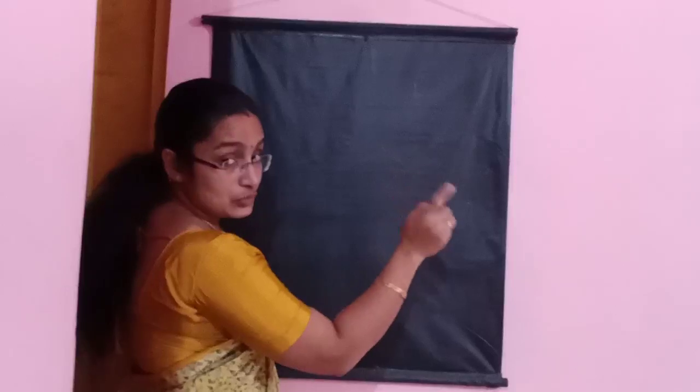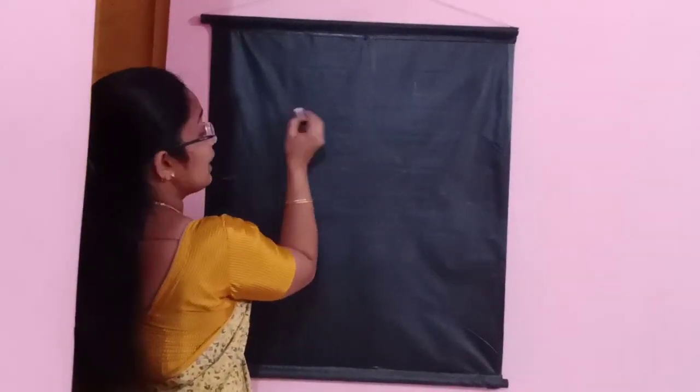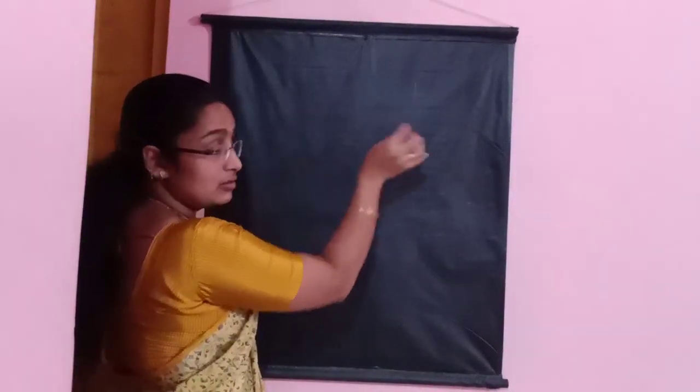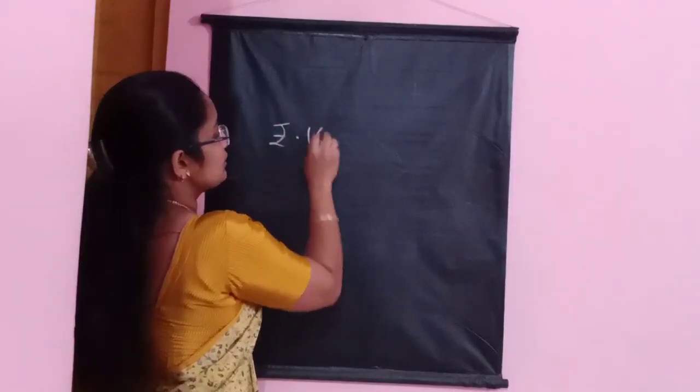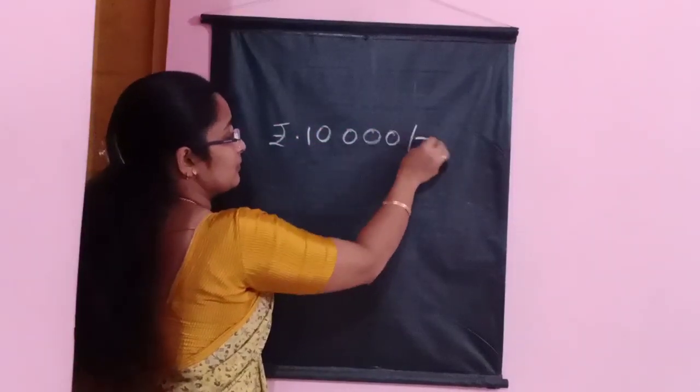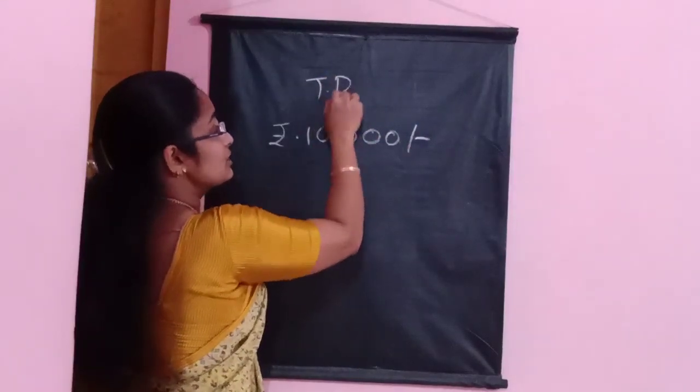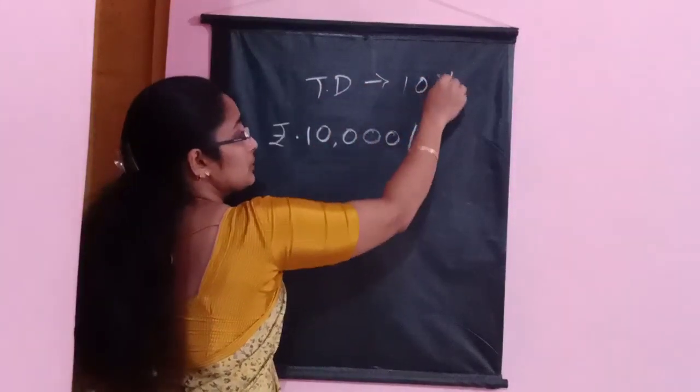For instance, goods of rupees 10,000 are purchased by Mr. X from Mr. A, at a rate of 10% trade discount. Then the amount to be shown in the books will be: Mr. X has purchased from Mr. A. The rate on the goods is rupees 10,000 and the trade discount is 10%.